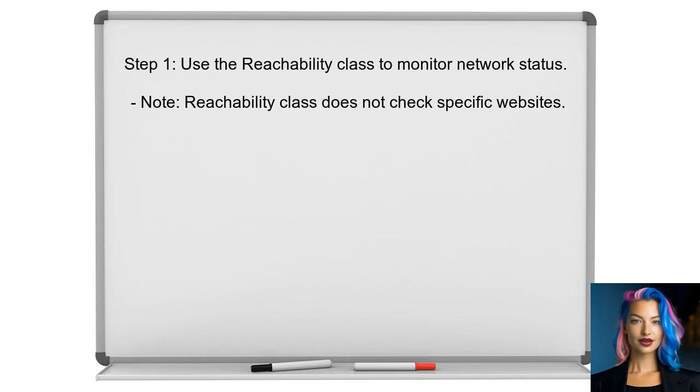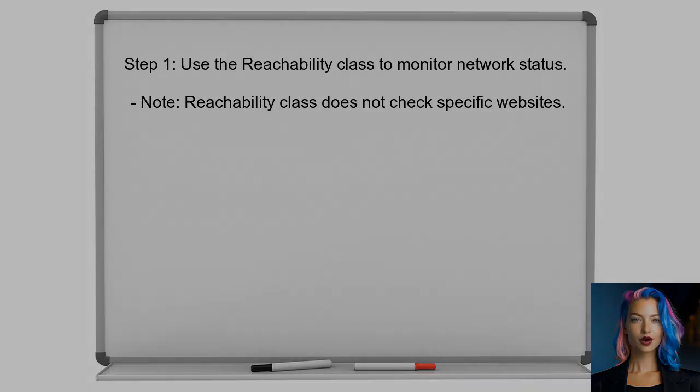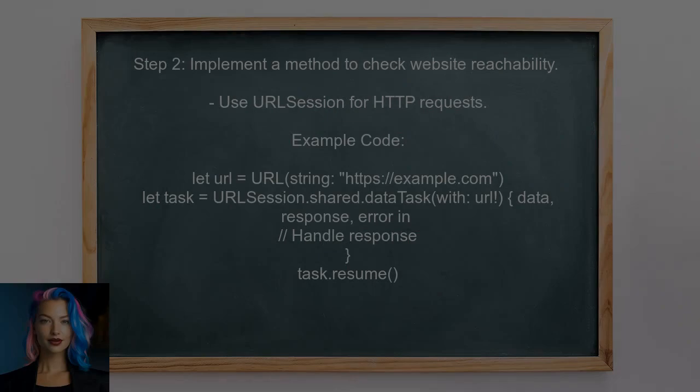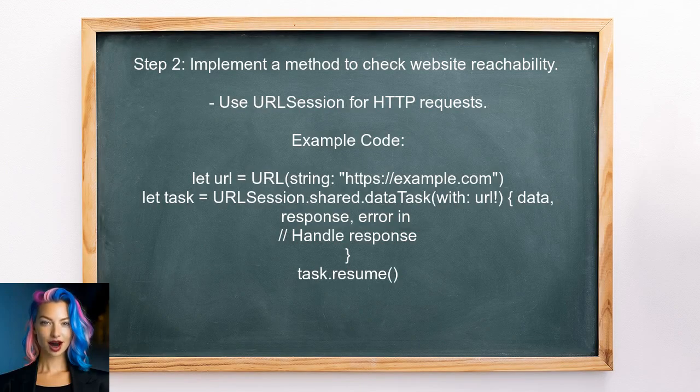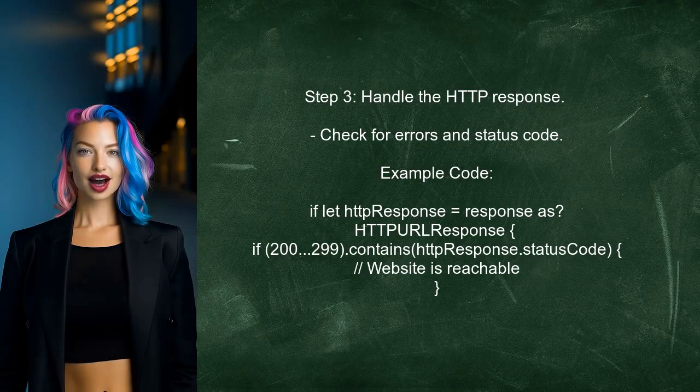class to monitor network status. However, this class does not directly check specific websites. Next, the user should implement a method to perform a simple HTTP request to the desired website. This can be done using URL session in Swift. After setting up the HTTP request, the user should handle the response to determine if the website is reachable.